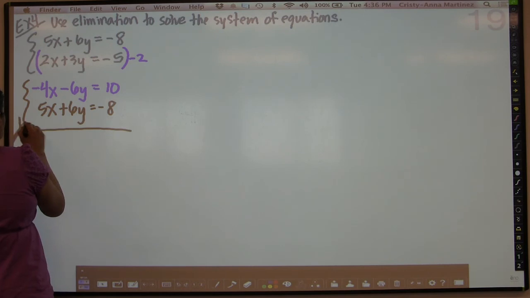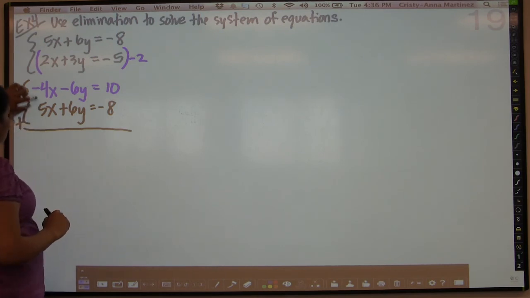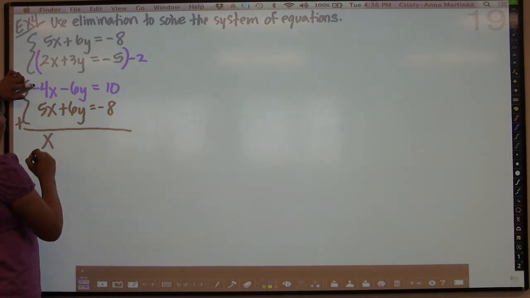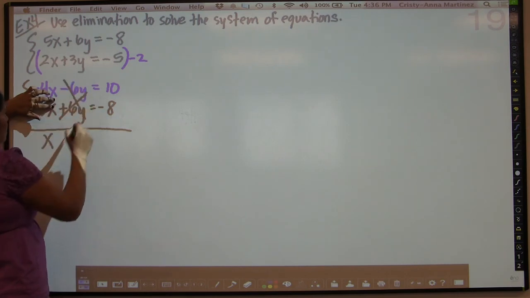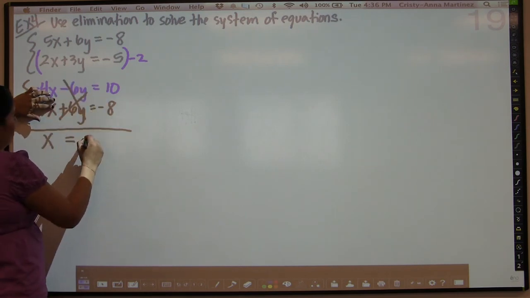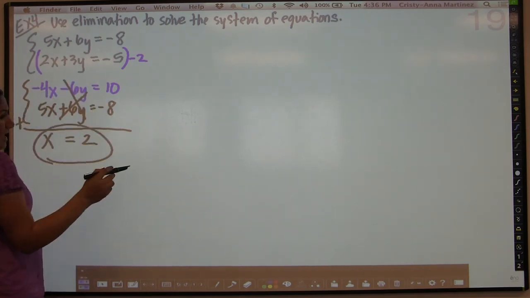And when I add those two together, 5x minus 4x is 1x. These y's are going to cancel. And 10 minus 8 is 2. And just like that, x equals 2.